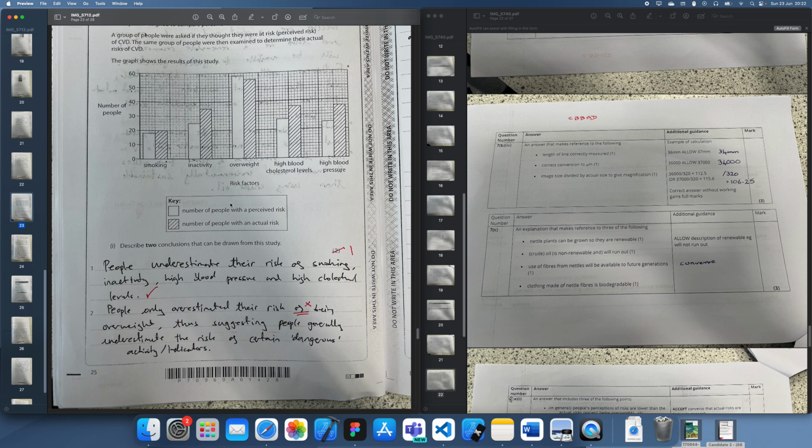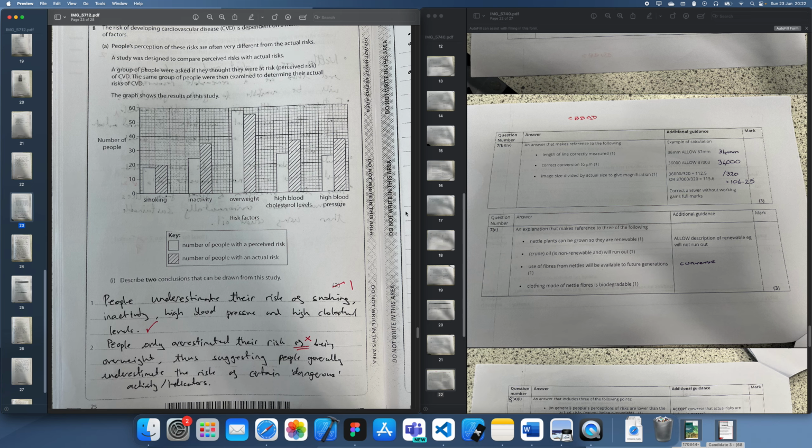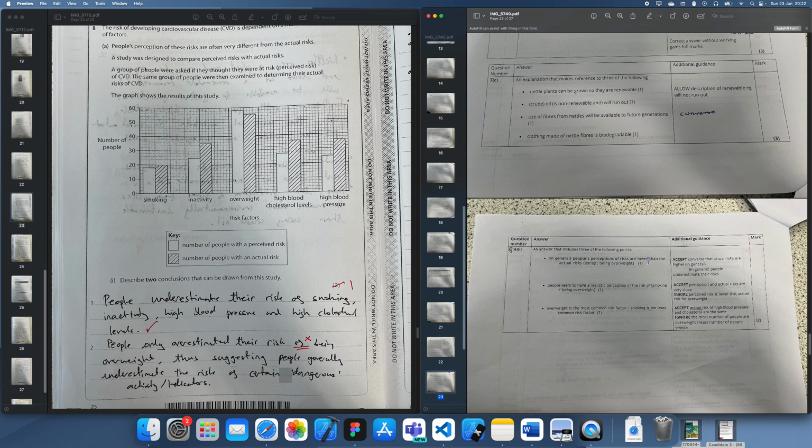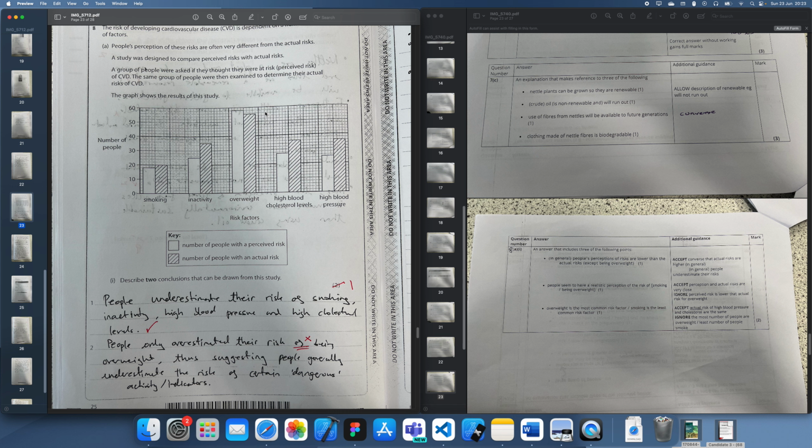This was a weird question. Wasn't sure what to write, so I said people underestimate, but then didn't know how to explain this one. General. And so I suppose you have to say, since they're relatively similar, they have a realistic perception of the risk rather than overestimate. Could have said that for smoking as well. That's fine. And yeah, it specifically says ignore perceived risk is lower.